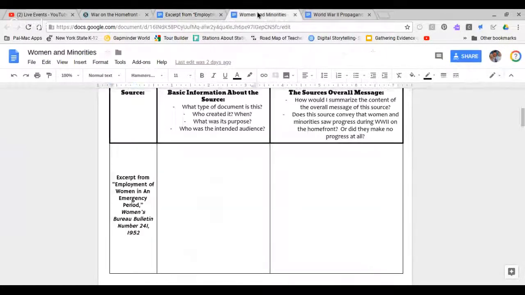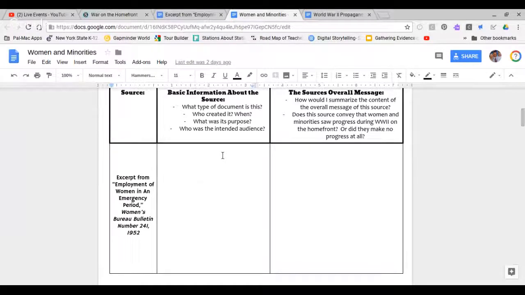So let me go back to Women and Minorities. Basic information: what type of document is this? Is it an interview? Is it a speech? Is it a book? Is it a pamphlet? Who created it and when? What's the date? Who was the creator? What was its purpose? What were they trying to get across? What was the point they were trying to make? Who is the intended audience? Who are they trying to talk to?